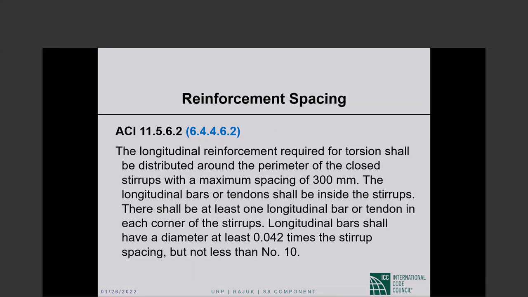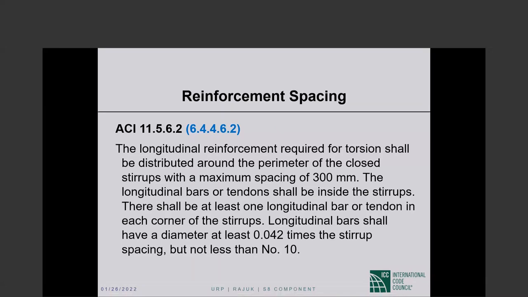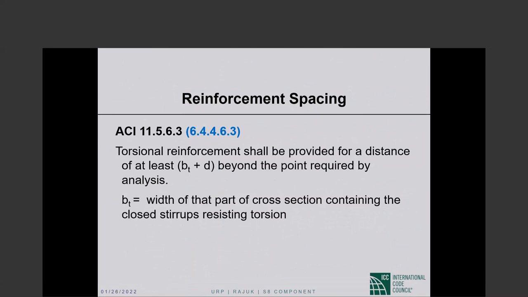There shall be at least one longitudinal bar in each corner of the stirrups. The longitudinal bar shall have a diameter of at least 0.42 times the stirrup spacing, but not less than number 10. So the longitudinal bars cannot be any less than number 10 in size. And the final requirement is torsional reinforcement shall be provided for a distance of at least b sub t plus d beyond the point required by analysis. So when you no longer require it according to analysis, you shall extend it by b sub t plus d. D is the effective depth.